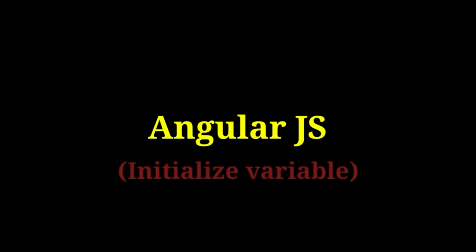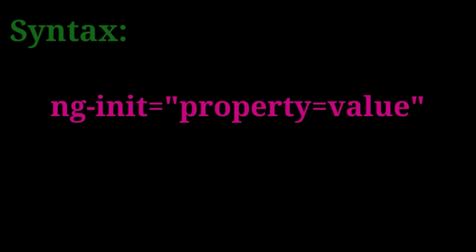AngularJS. So in this session we are going to see how to initialize the AngularJS application, how to initialize the variable in an AngularJS application. So we make use of the ng-init directive. The syntax for this: ng-init equal, within double quotes we need to give the property name equal the value for the property.